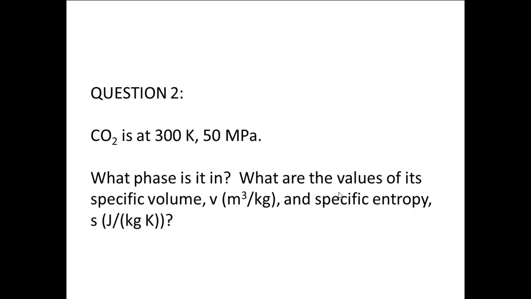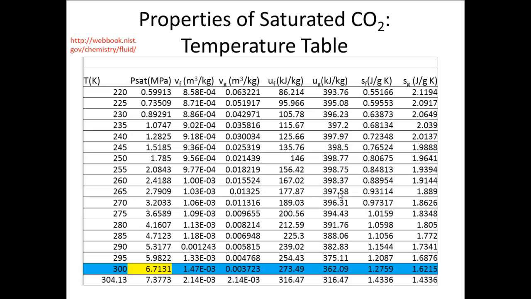Okay, so once again, we want to start with the saturation table and read off the saturation pressure at 300 Kelvin. And as before, this would be the pressure at which CO2 would boil or condense if it happens to be at 300 K.